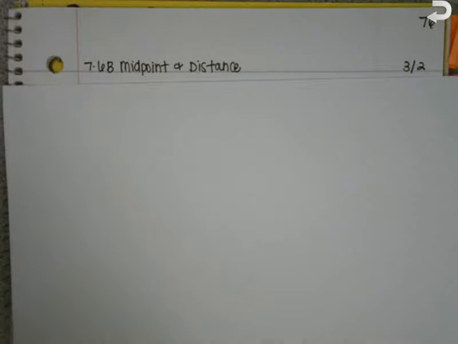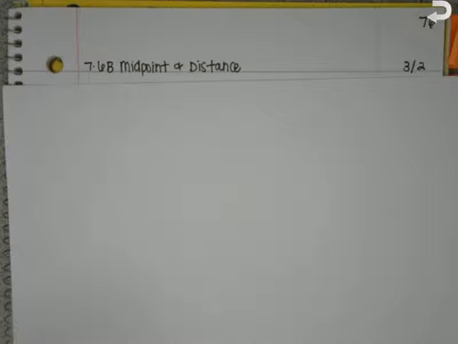So today is the last lesson of chapter 7, and it has to do with Pythagorean theorem, which is why we split lesson 6 up into A and B. So today is part B, and we are talking about midpoint and distance. Now here's the good news. There is no new vocabulary. But we need to talk about midpoint.